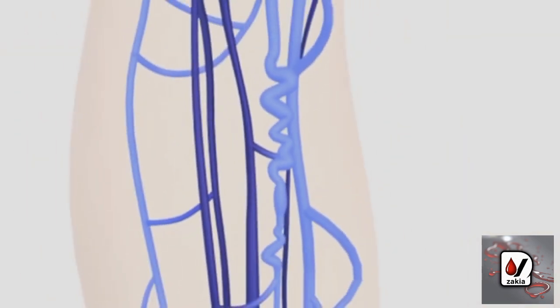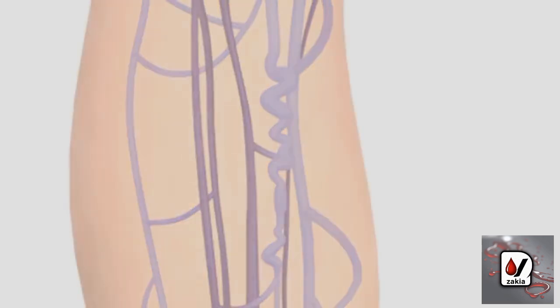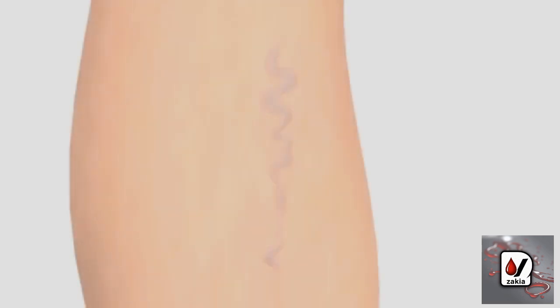Varicose veins may cause symptoms such as aching, itchiness, or swelling of the ankles. However, often they don't cause any symptoms. The main problem is usually their appearance.